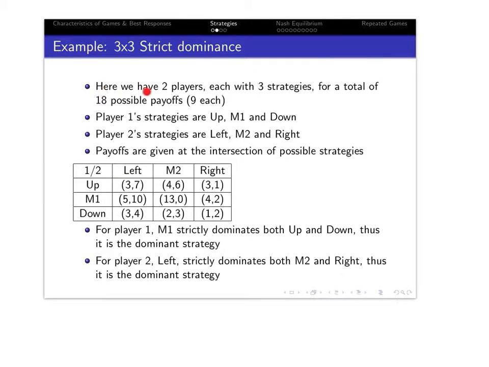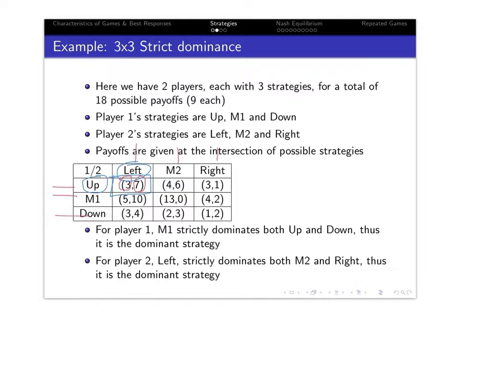Anyway, here in this matrix we have 2 players, each with 3 strategies, for a total of 18 possible payoffs, or 9 each. These are player 1 strategies. Player 1 can go up, middle, or down. Similarly, player 2 can go left, middle, or right. What we've got here, this 3 is the payoff for player 1. This 7 is the payoff for player 2. Together, this is what each player gets if player 1 plays up and player 2 plays left. That's just how to read one of the tables.